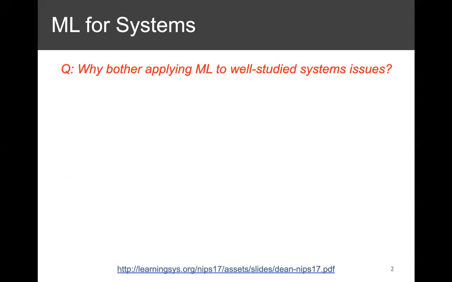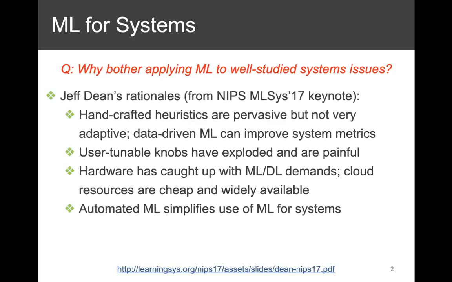So the first question is, why should we bother applying machine learning to systems issues that are well studied and understood over the course of several decades? We saw a lot of issues spanning the entire stack of a relational DBMS, right from storage and buffer management through indexing and sorting to operator implementations to query optimization, transaction management, concurrency control, parallel RDBMSs, and so on. So now the question becomes, where can ML help and why should we even bother?